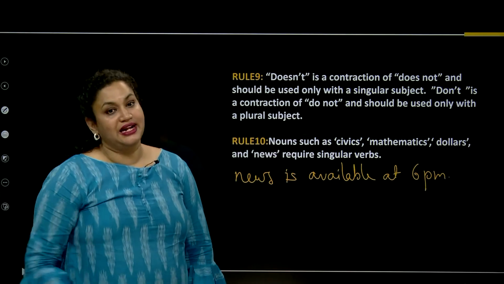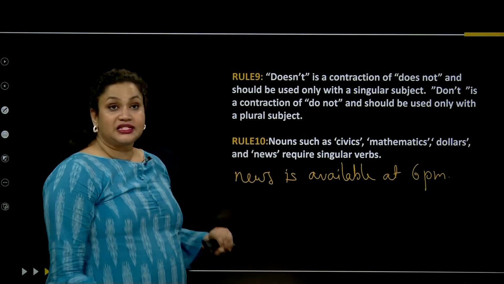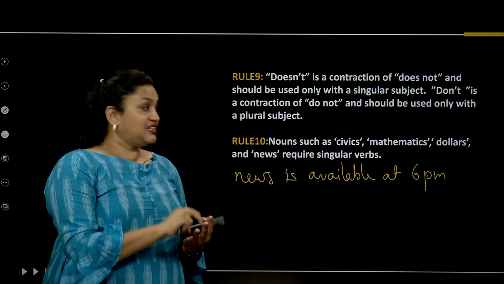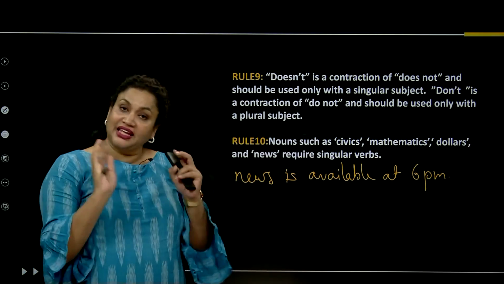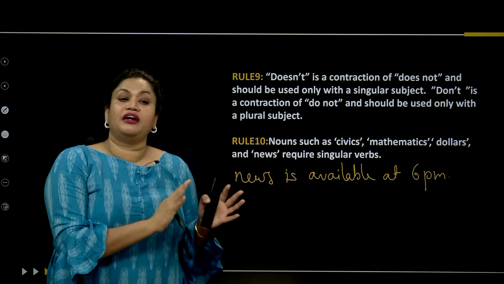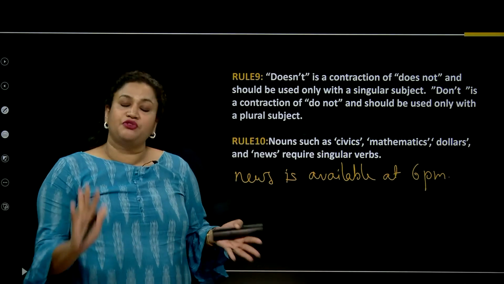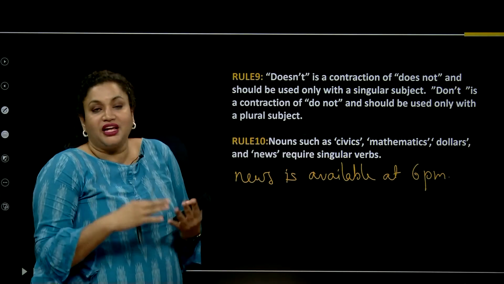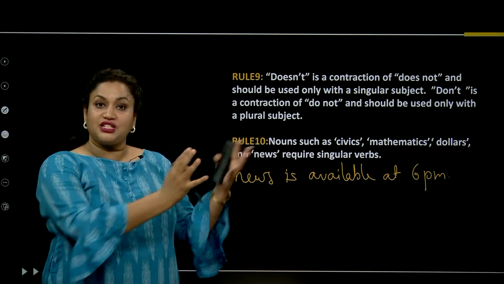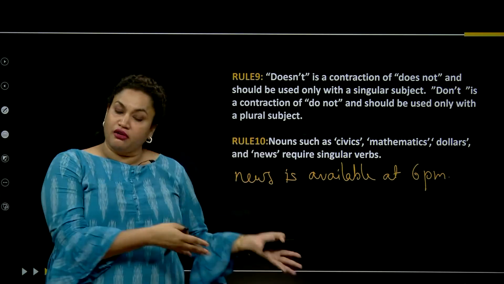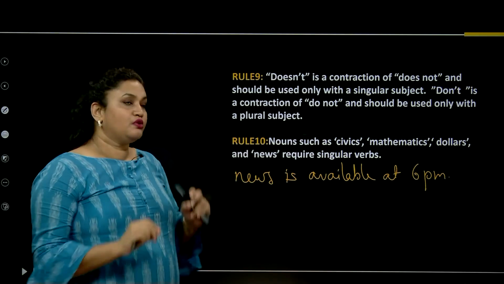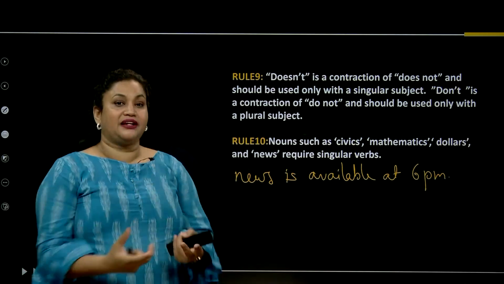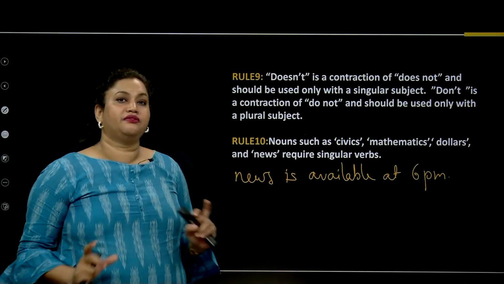News is available at 6 p.m. In this case, we will not say pieces of news are. Pieces of luggage is. Luggage is. Even though you might have 10 pieces of luggage, we still say luggage is readable, or luggage is traceable, or luggage is available, or luggage has already arrived. So whatever you use, luggage, though it looks plural in form, yet it requires only a singular verb.